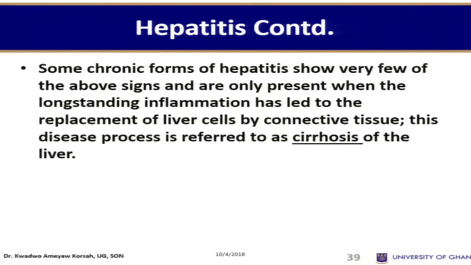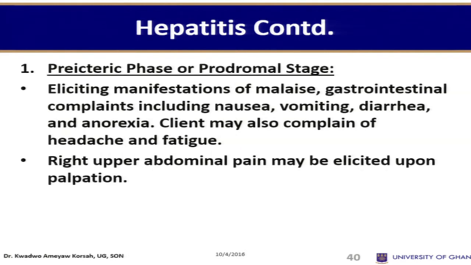And then some chronic forms of hepatitis may also show very few of the above signs and symptoms, and are only present when the long-standing inflammation has led to the replacement of the liver cells by connective tissues, and this is known as cirrhosis of the liver.